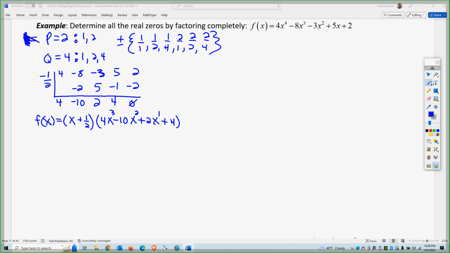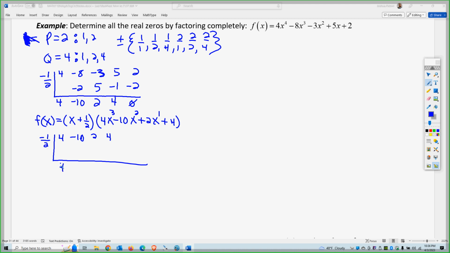Okay, so again, always check the same one again. So if I check -1/2, again, so we'll do 4, -10, 2, and 4. Okay, let me write that half a little bit better. And again, don't just move on to the next number in the list. Make sure you keep checking that same number over and over again until it no longer works.